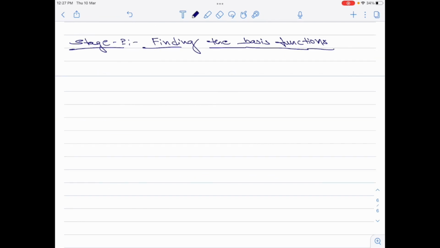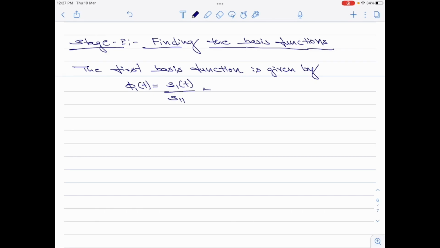Let us start. We should note that the first basis function is always given by the expression phi 1 of t equals S1 of t divided by S11, which is also equal to S1 of t divided by square root of E1, where E1, which is equal to the energy of signal S1 of t, is given by the expression integral from 0 to capital T of S1 squared of t dt.